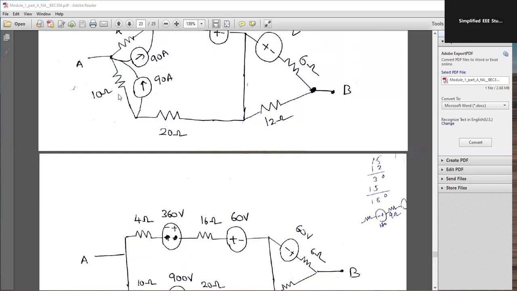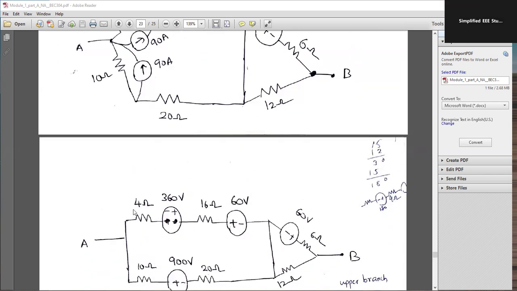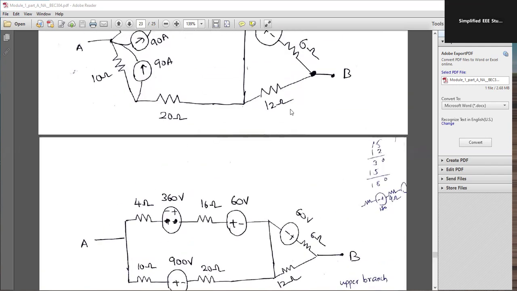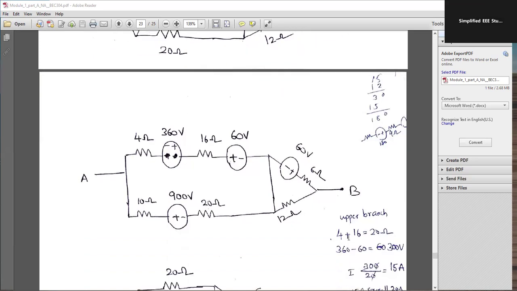Bottom side, 10 ohm and 90 ohm. What is the total voltage? 90 into 10, 900 volt, correct? Then the 10 ohm resistor you keep in series with the voltage source. The 20 ohm resistor you are going to keep as it is. And the 12 ohm resistor will be in this way. And B you are going to keep in this particular fashion.